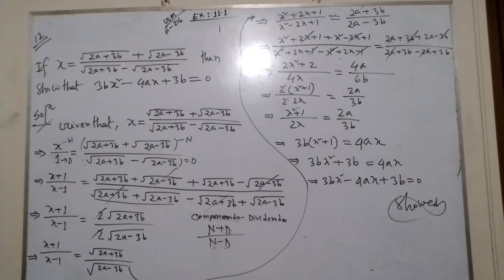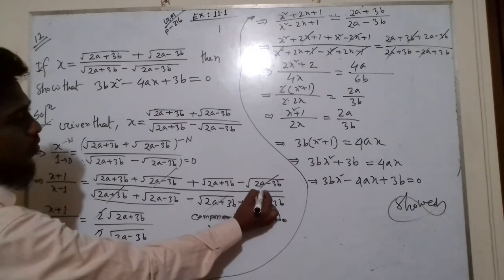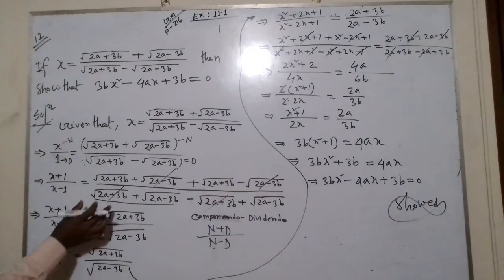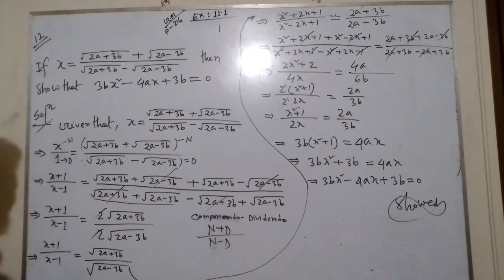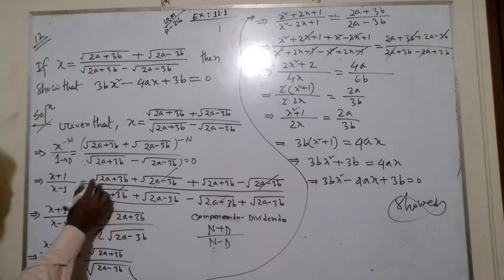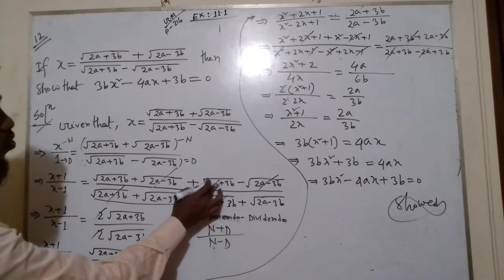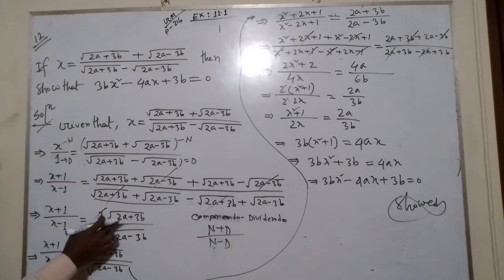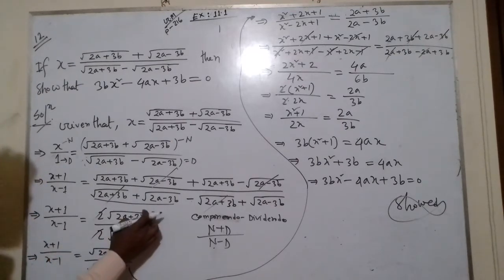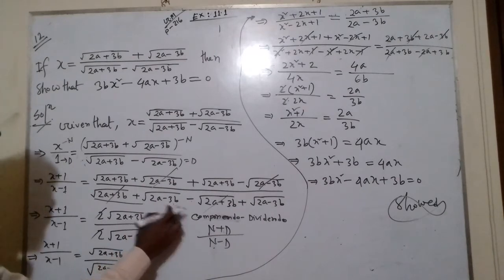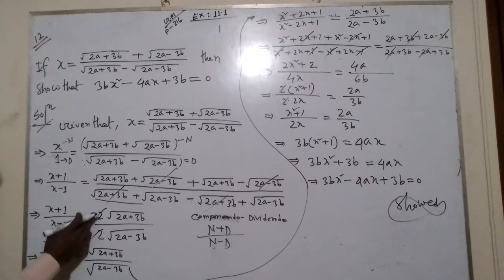Now plus √(2a − 3b) and minus √(2a − 3b) are cancelled, and √(2a + 3b) and minus √(2a + 3b) are cancelled. So we can write 2 into √(2a + 3b), because the two √(2a + 3b) terms are the same, divided by 2 into √(2a − 3b), because those are the same term. Now 2 upon 2 cancel.